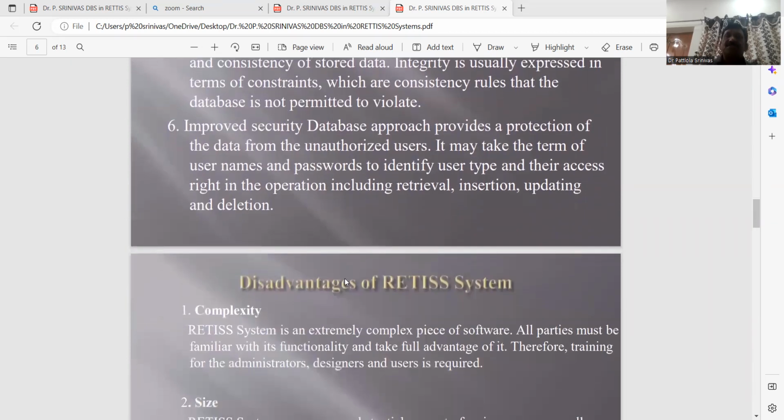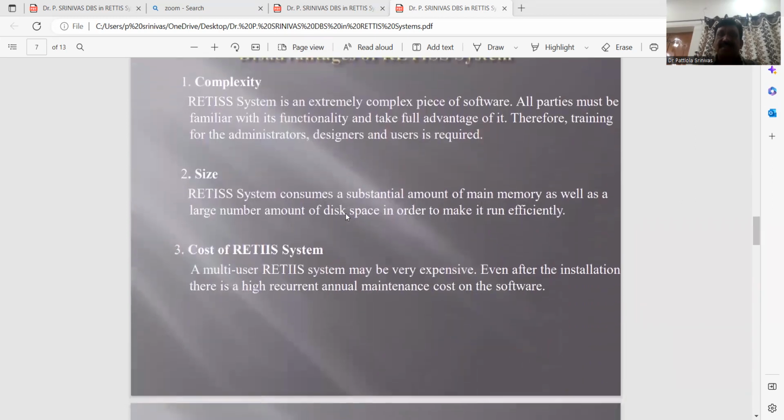And one more is improved security. Day to day, some unauthorized persons will be attacking in different ways. So username and password must be provided to identify the data, and then you can access it. In this process, different types of operations are done: retrieval operations, insertions, updating, and deletions. So these are all advantages of the RDBMS system.